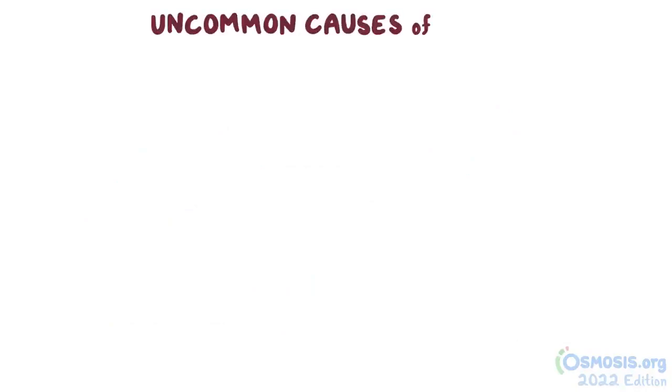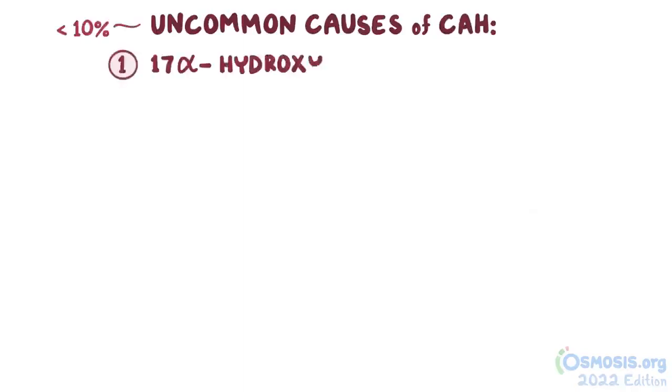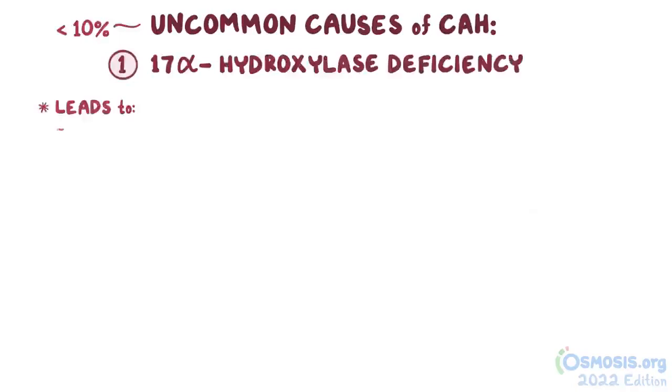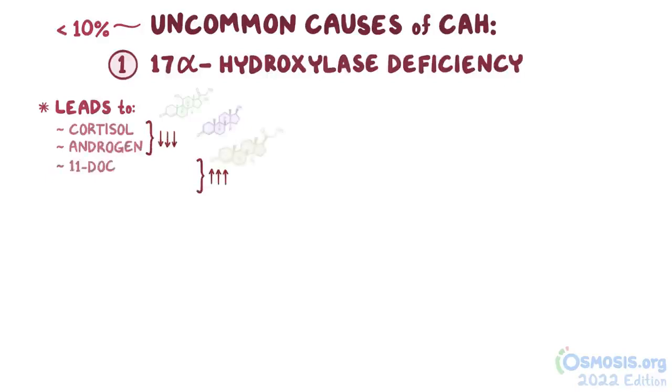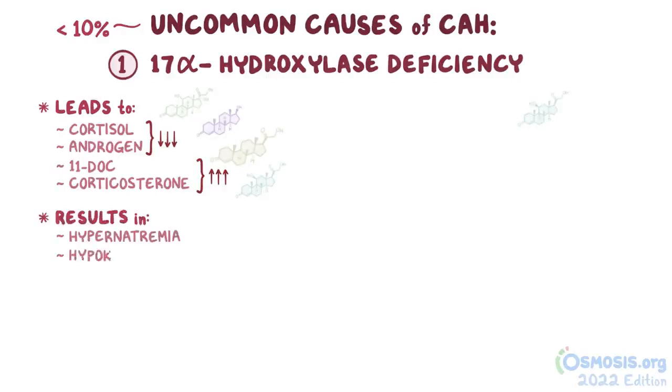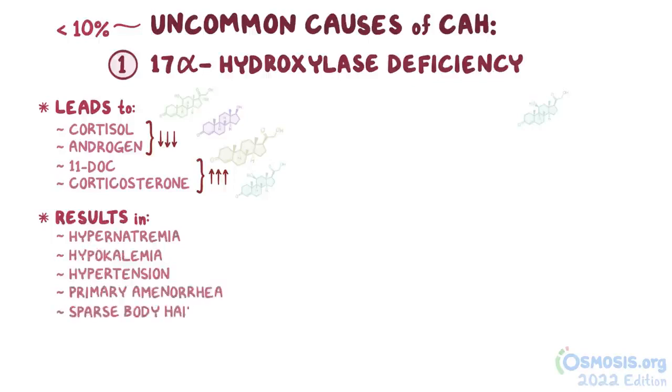Okay, now let's switch gears and look at the uncommon causes of congenital adrenal hyperplasia, or CAH, which account for less than 10% of the cases. First, there's 17-alpha hydroxylase deficiency, which leads to a cortisol and androgen deficiency and a buildup of 11-deoxycorticosterone and corticosterone. Elevated levels of these weaker versions of aldosterone result in hypernatremia, hypokalemia, and hypertension, as well as primary amenorrhea and sparse body hair in females, and undervirilization in males due to the cortisol and androgen deficiencies.